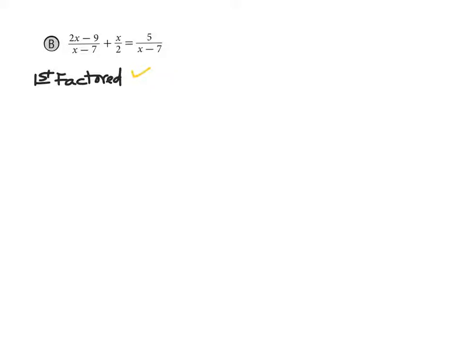The second thing we need to do is name any excluded values. Remember, we look at the denominators there. So the only place I see that is this x minus 7, which is happening 2 times. So the excluded value is that x cannot equal positive 7.